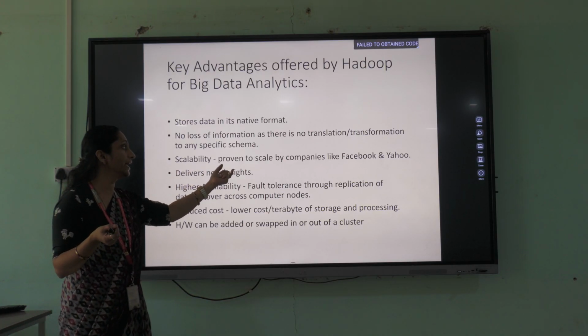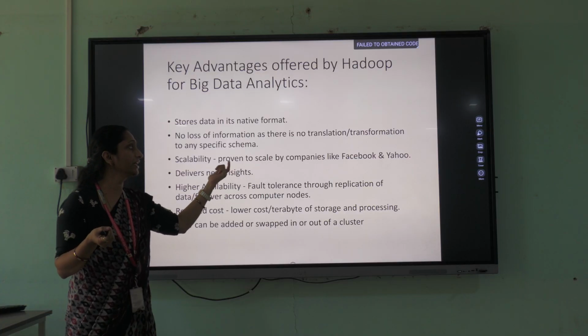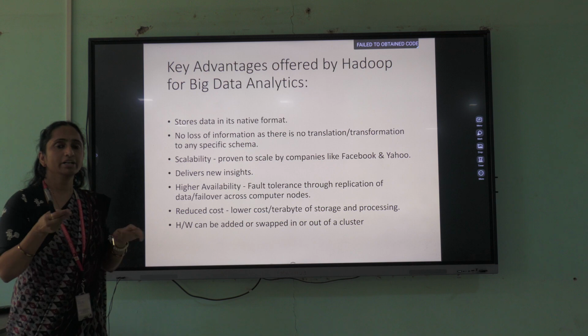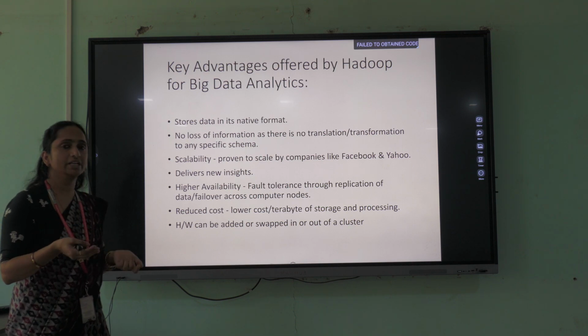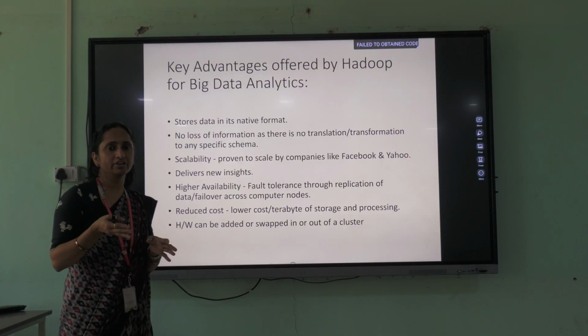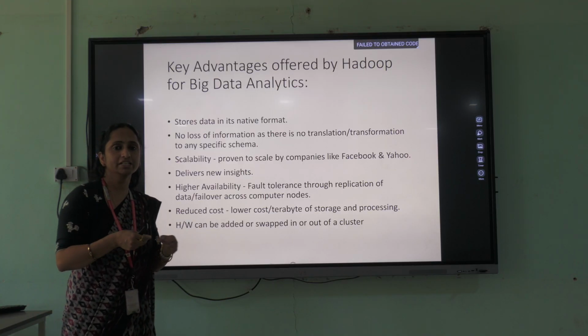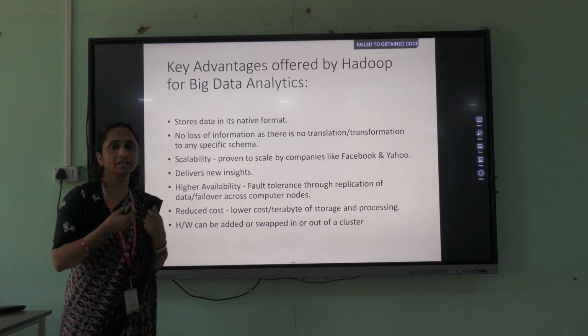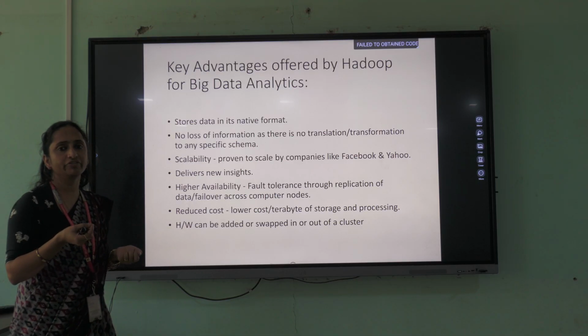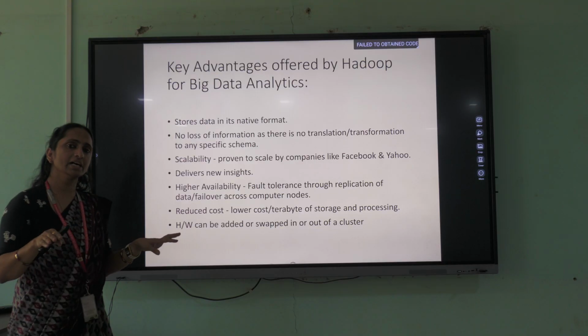Scalability, proven to scale by companies like Facebook and Yahoo. Scalability is horizontal because we are going to have so many commodity servers. So with the help of commodity servers, we can scale horizontally: instead of increasing the capacity and using highly configured systems, we are increasing the number of servers.